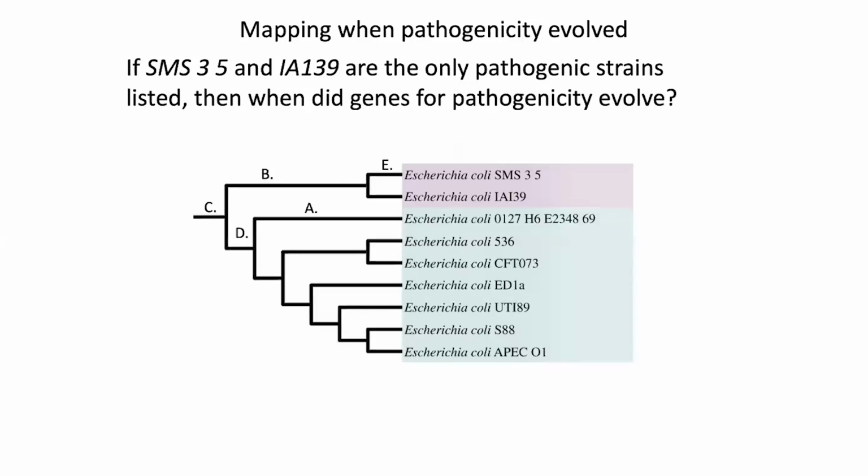Okay, now I want to pose a question. Once we establish these monophyletic groups, and if we know that different monophyletic groups have different properties, like some are pathogenic and some are not, then we can look at this phylogeny and establish when these pathogenic characteristics evolved. And so this is that question. Where in this phylogeny did pathogenicity evolve? Okay, it evolved at B.